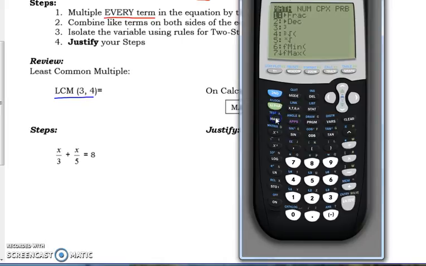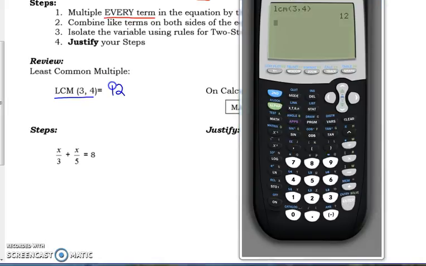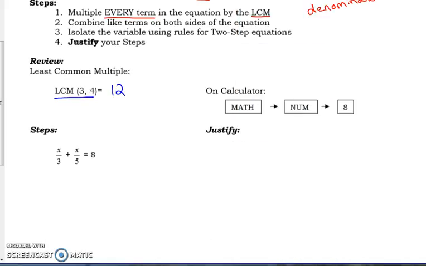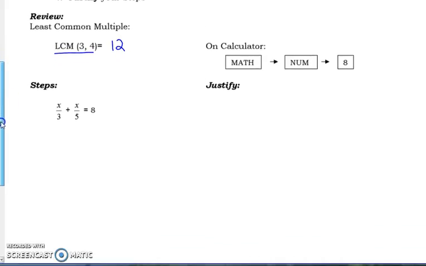If you press the math button and you go over to number, so scroll to the right, and you scroll down until you see LCM. LCM stands for least common multiple. Hit enter, and then do 3, comma, which is right above the 7 key, and 4, and then close the parentheses. And the graphing calculator tells us that the least common multiple is 12. So while we're solving these equations, if you're really struggling with what the least common multiple is, you can use your calculator to figure it out. I've listed the steps on the graphing calculator in the notes here.